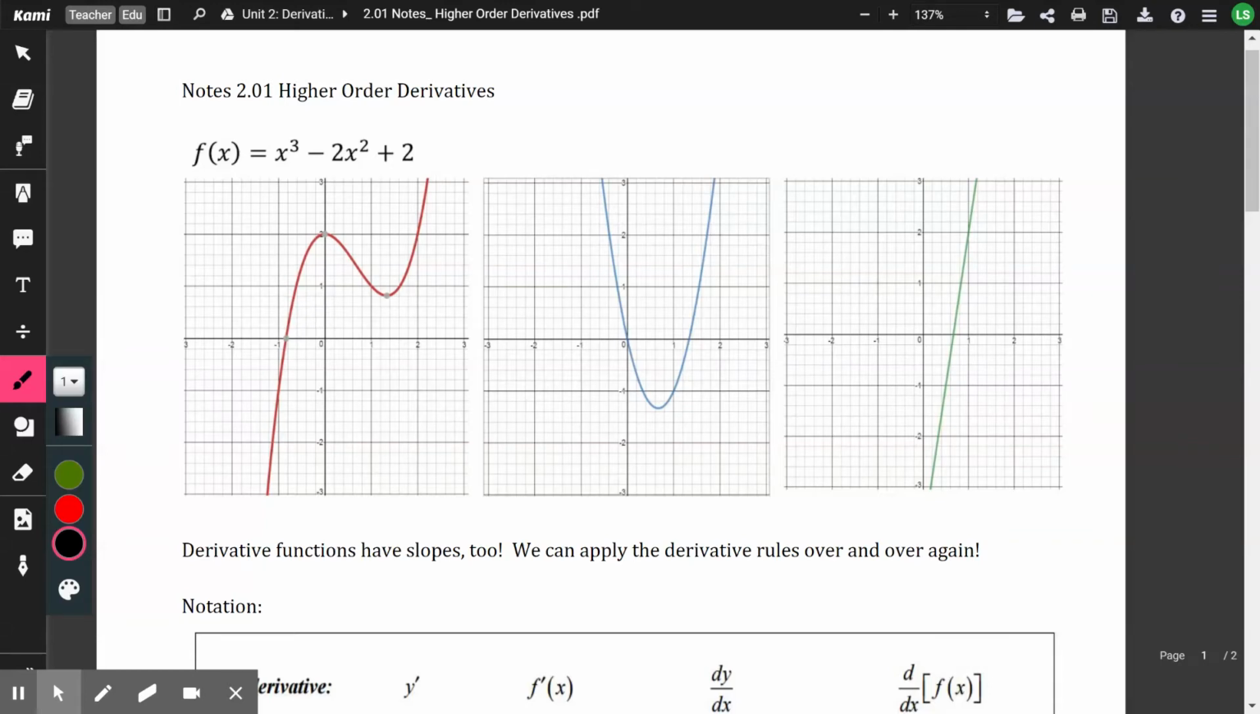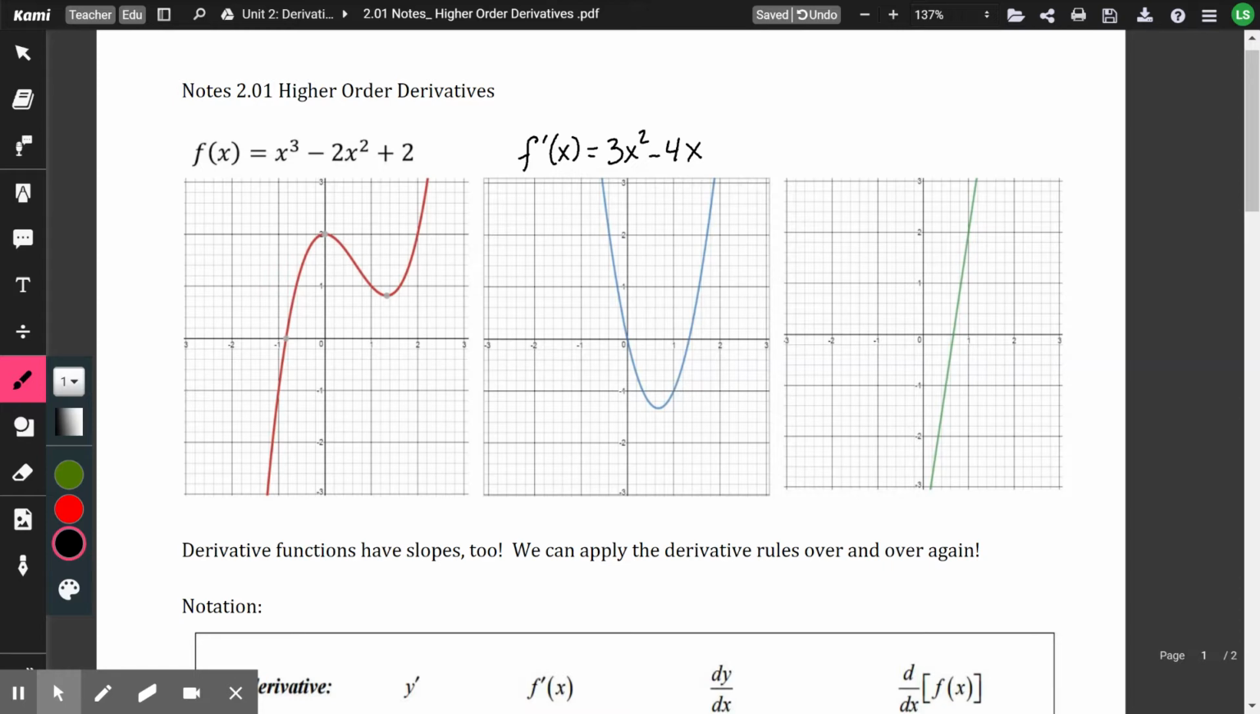We're going to take a look at the concept of a higher order derivative. The idea behind this is that every time we go through our differentiation rules, we essentially come up with another function. So for example, if we looked at f of x is equal to x cubed minus 2x squared plus 2, and we take its derivative, f prime of x will end up being 3x squared minus 4x.